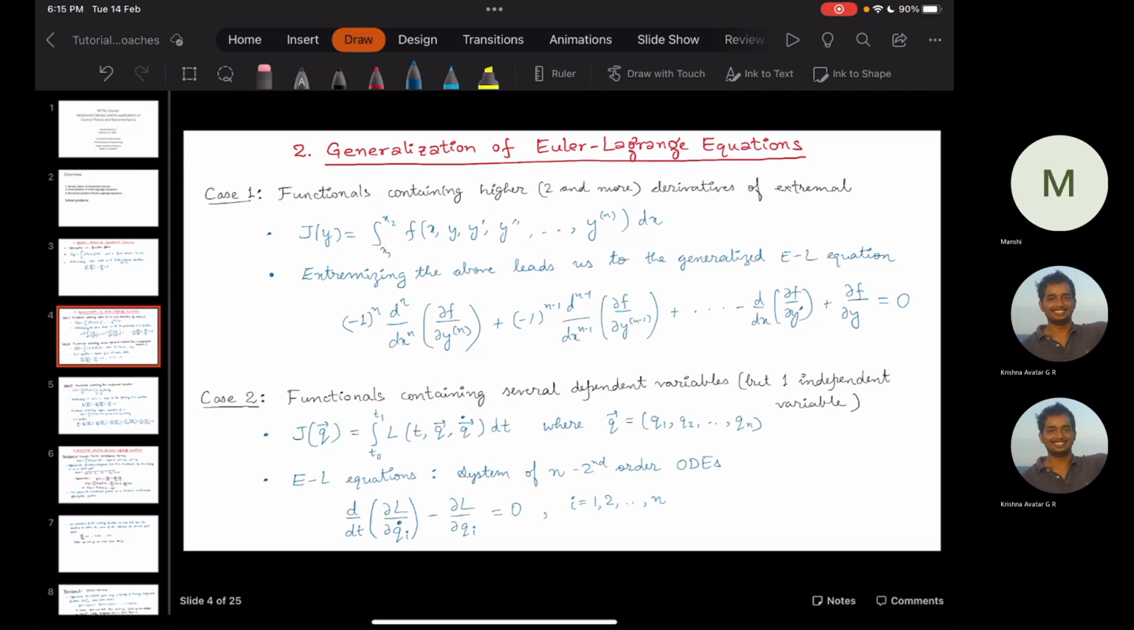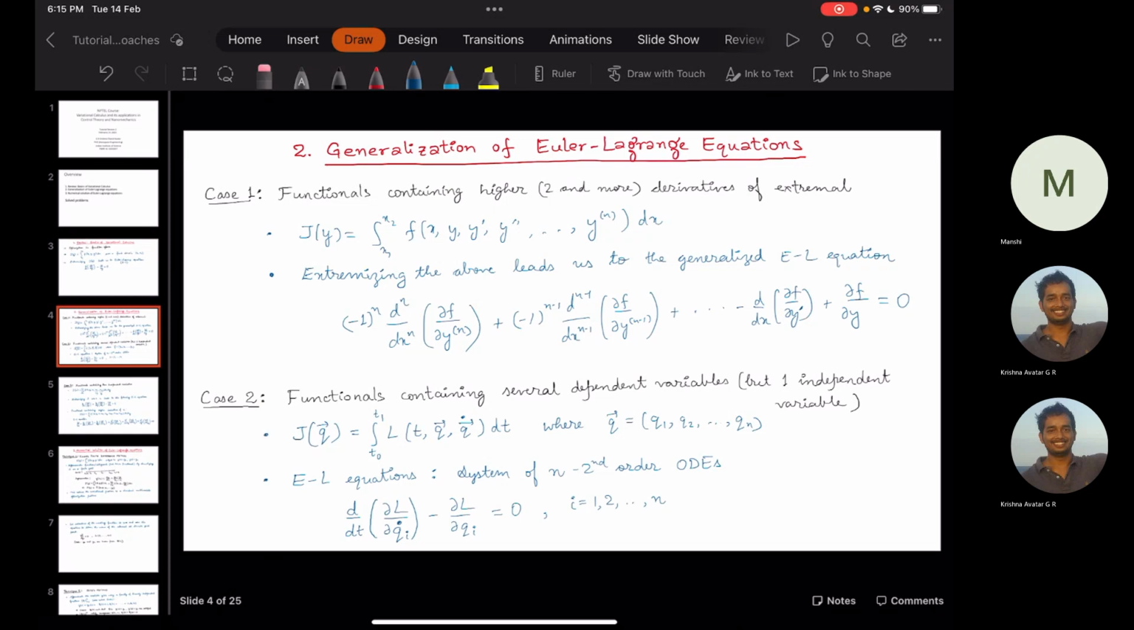And then we have the second case. In the second case, we have functionals which contain several dependent variables, but still just one independent variable. Now, a very typical or standard expression of the functional would be J of q vector equal to the integral from t0 to t1 of L of t, q vector, q dot vector dt, and here q vector is a vector whose components are q1, q2, till qn, and mind you, all these components are functions of t.